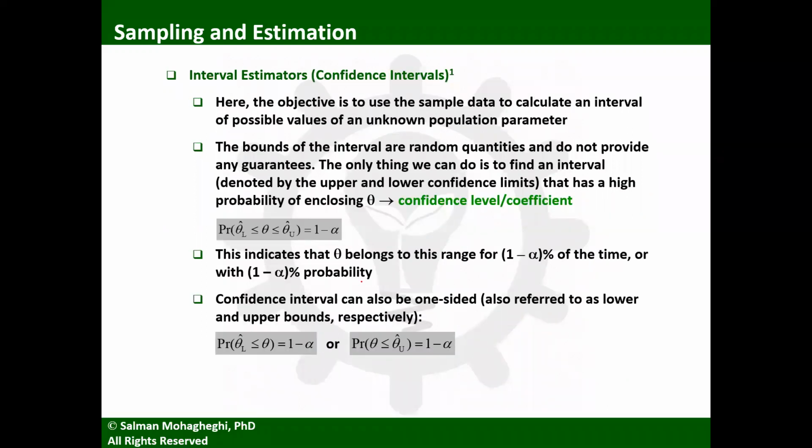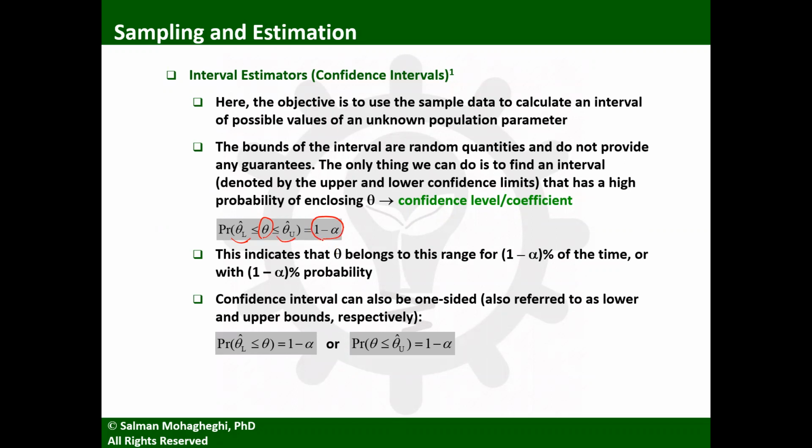Now, here, the range, which comes as an upper bound and lower bound on the population parameter of interest, these are random quantities, and it's coming from a statistical analysis, so it does not provide any guarantees. It just tells you that the probability that the population parameter of interest is between the lower bound here and the upper bound here is this amount.